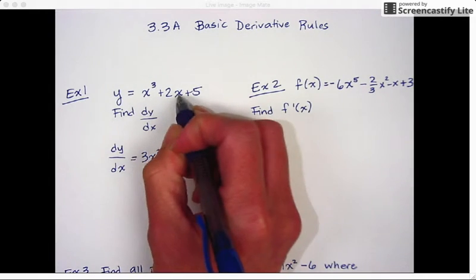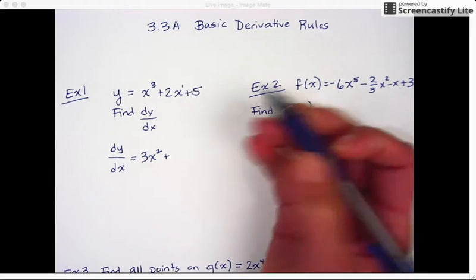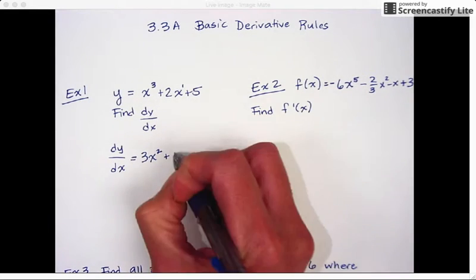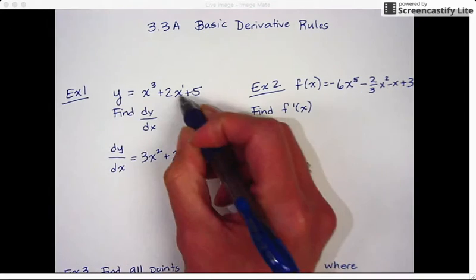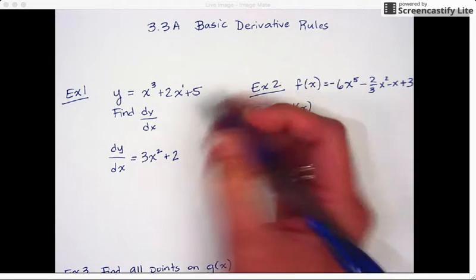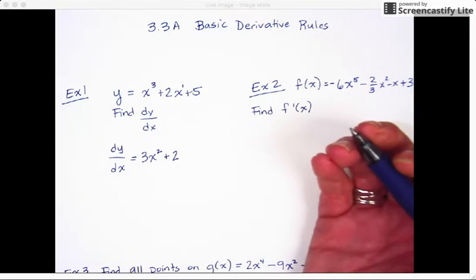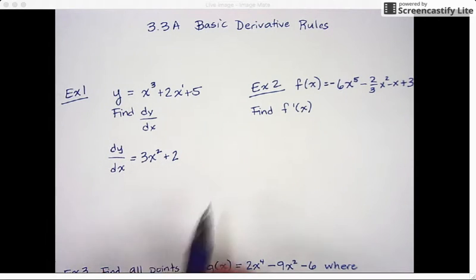The derivative here, this is really a 1, right? So 1 times 2 is 2, and this would become x to the 0, and x to the 0 is a 1. So the x actually just disappears. And then the derivative of a constant is 0. So this is your answer.